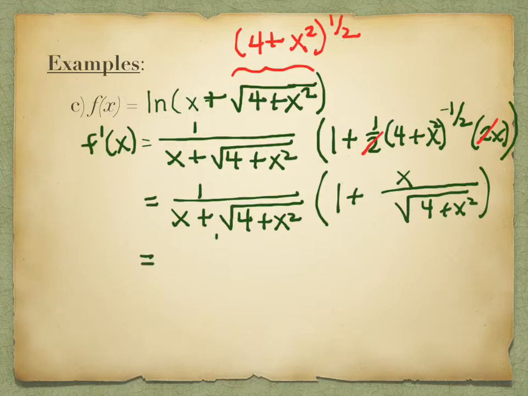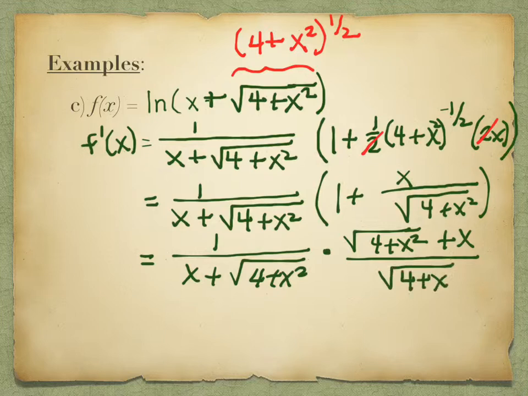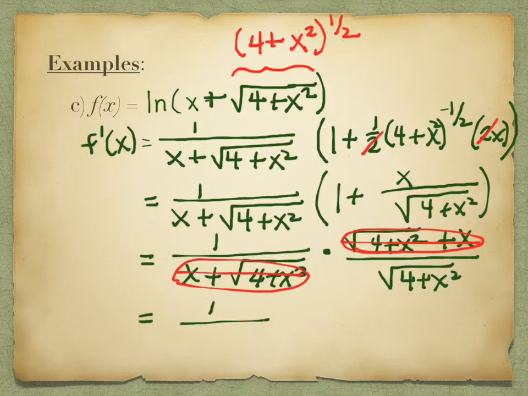All right, so we're almost to the wonderful simplification I promised you earlier. Let's rewrite this first fraction. And if I get common denominators on the second fraction here, I end up with square root of 4 plus x squared plus the x all over square root of 4 plus x squared. And if you'll notice, these are perfect matches, which means they reduce. So the final answer that I am left with is 1 over the square root of 4 plus x squared.